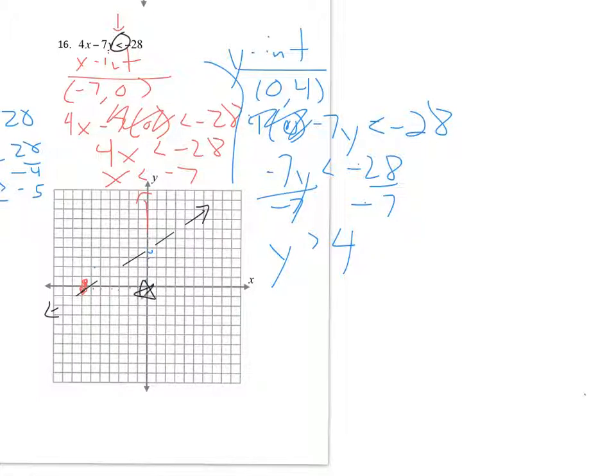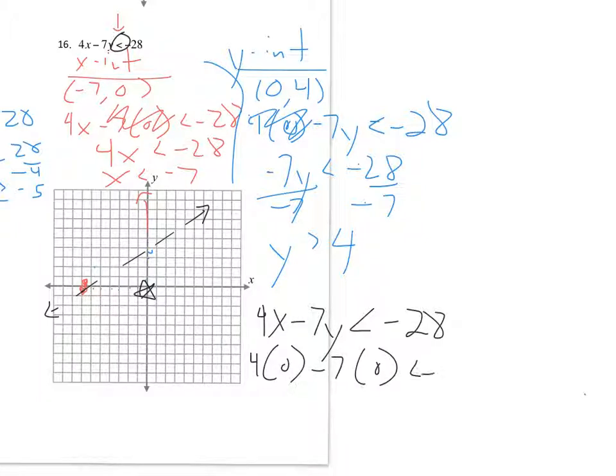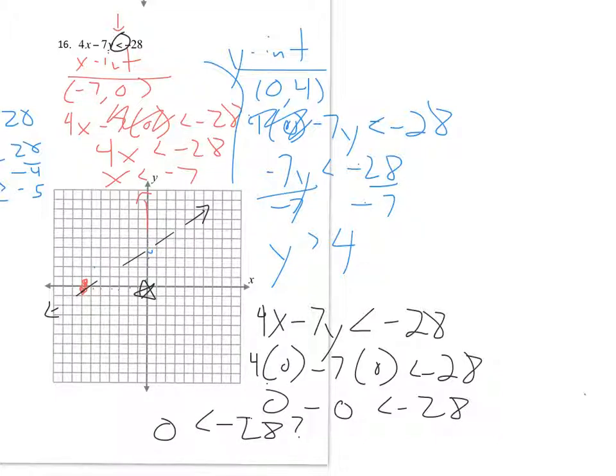I'm going to test 0, 0. Testing a point just means I'm plugging it in. 0, 0, plugged in for x and y. 4 times 0 is 0. 7 times 0 is 0. So the question becomes, is 0 less than negative 28? Heck no. So I'm going to shade on the other side of the line.